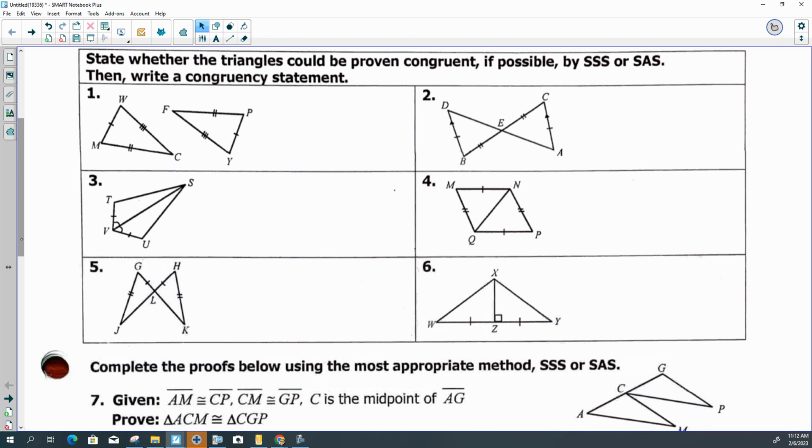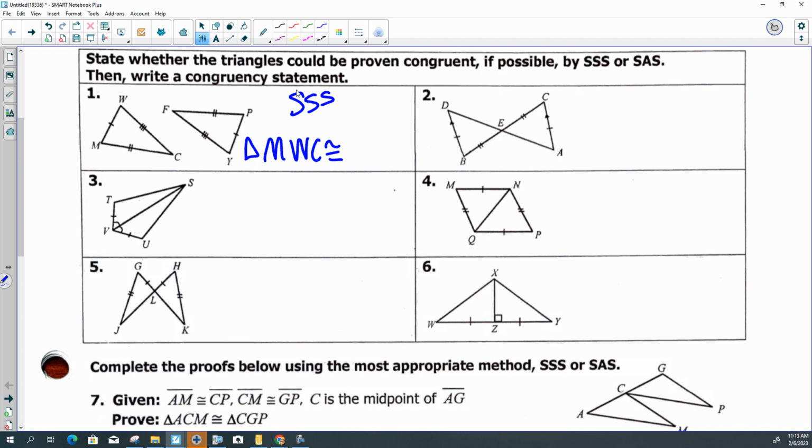Okay. At the beginning, number 1 through 6, you are just stating whether they can be proven by side, side, side, or side, angle, side, and then you're supposed to write a congruence statement. That's what this is. This is a congruence statement. So for example, on number 1, Davis, can we prove that these two are congruent from the markings they gave us? By which one? Is it side, side, side, or side, angle, side? I don't either. And then you need to write triangle, and then you get to pick how it starts. I'm going to go clockwise. M, W, C.